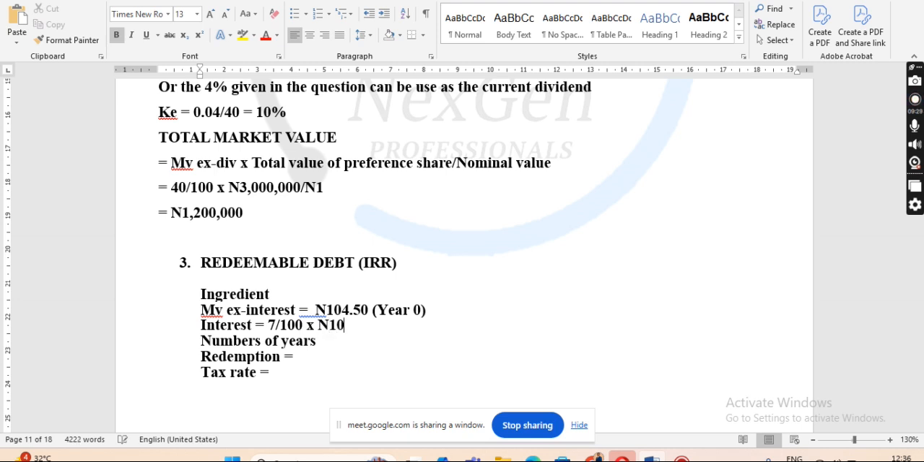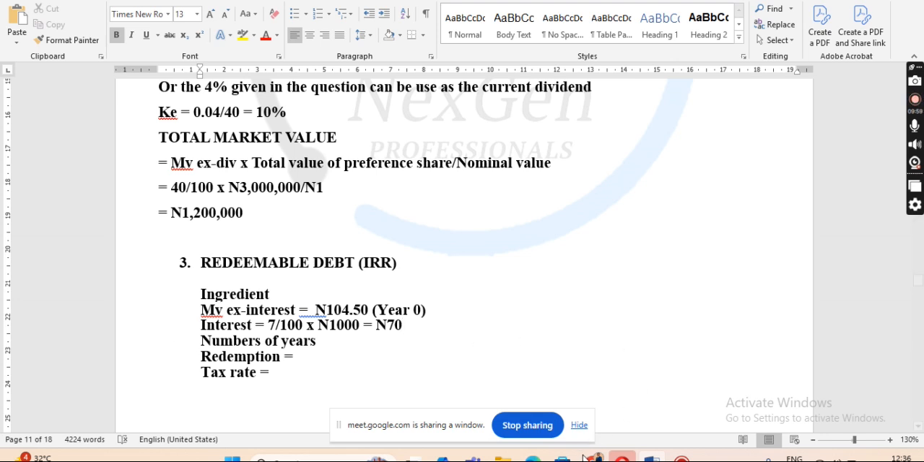By 1,000 naira. You can see that 7 times 1,000 will give us 7,000. 7,000 naira divided by 100, what do we have? We have 70 naira. That is the interest, 70 naira. Why is it 70 naira? It's because the nominal value is 1,000. Class, don't forget this.